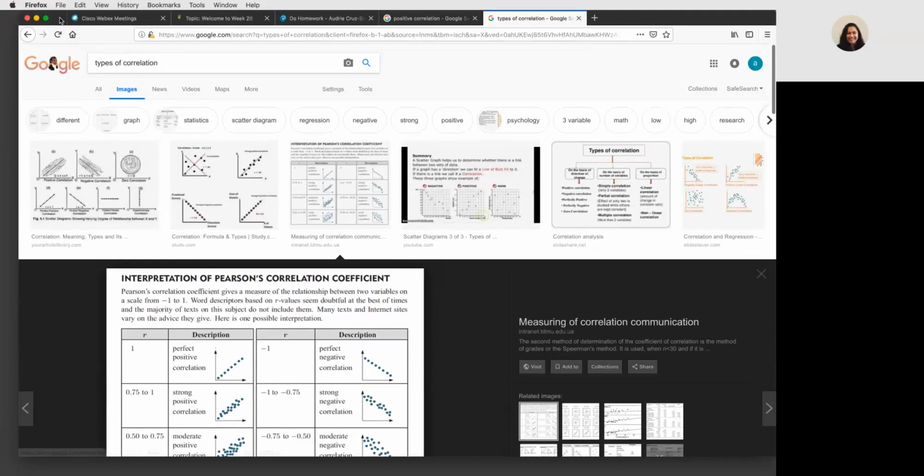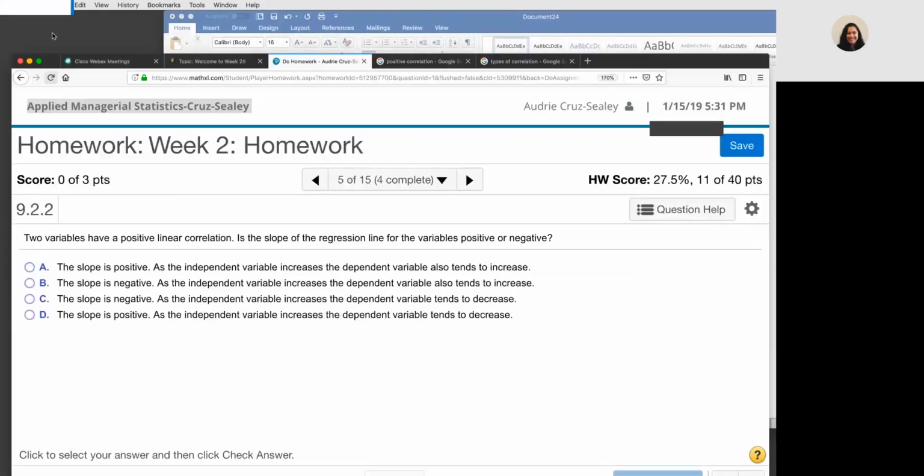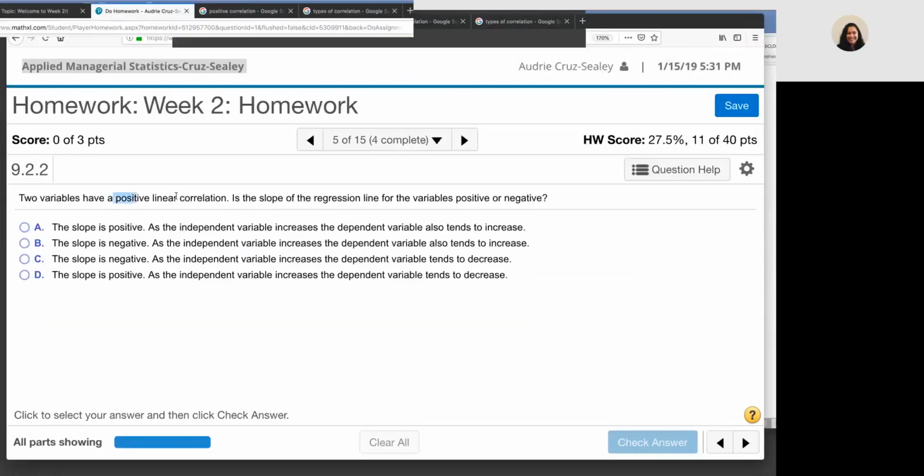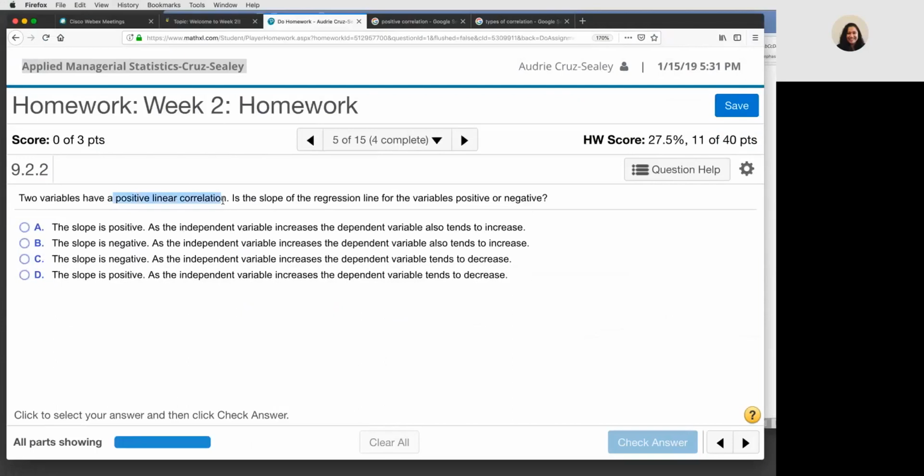So if you go back to our homework, it says two variables have a positive linear correlation. Is the slope of the regression line going to be positive or negative? Anybody? Positive. Okay, so then the answer is going to be A as in apple or D as in dog, because those are the only ones that say positive, so we still have to read. A says, as the independent variable increases, the dependent variable also tends to increase. D says, as the independent variable increases, the dependent variable tends to decrease. Which one is the correct answer?